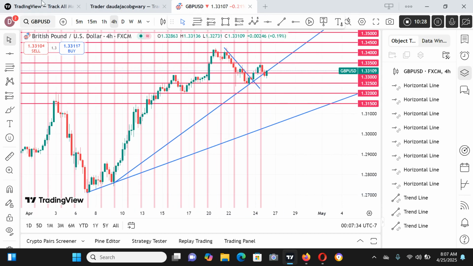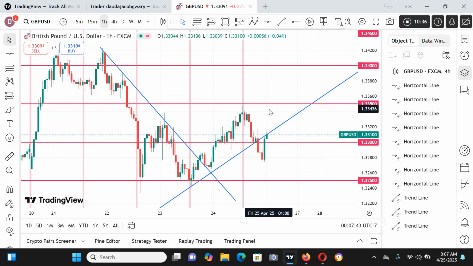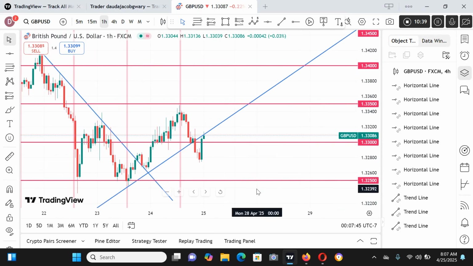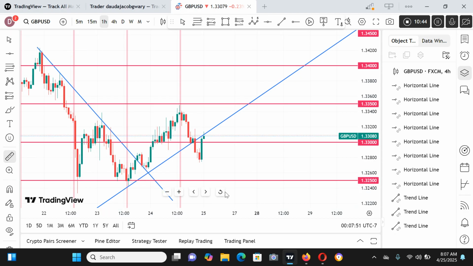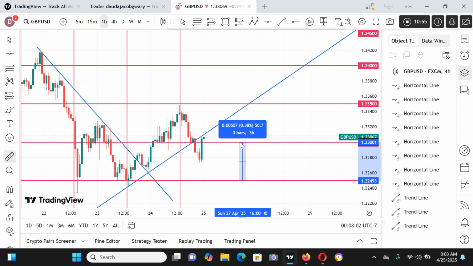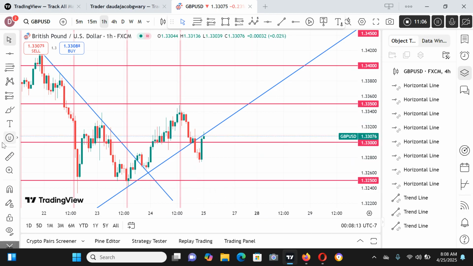So let's pay close attention to the psychological levels we have plotted. Or we can go to the 1 hour time frame and observe our psychological levels. It will be clearer. So these are 50 pips. We can even confirm it by taking our measuring tool to measure it. The distance between one psychological level and the other is how many? We can see it's 50 pips. So that's very correct. We can check the next one.